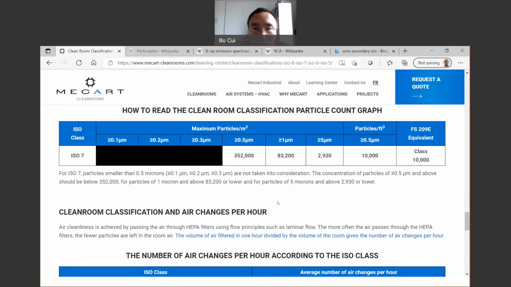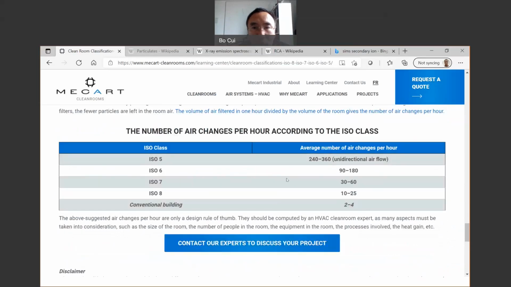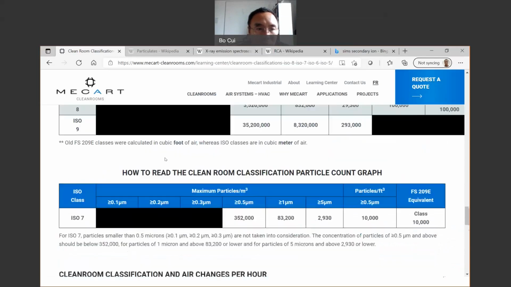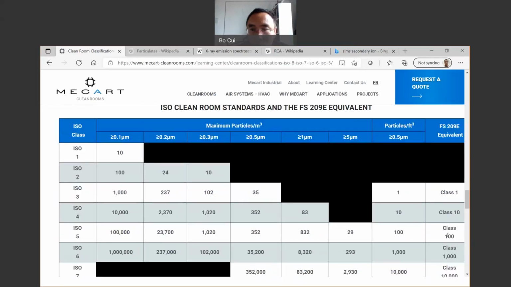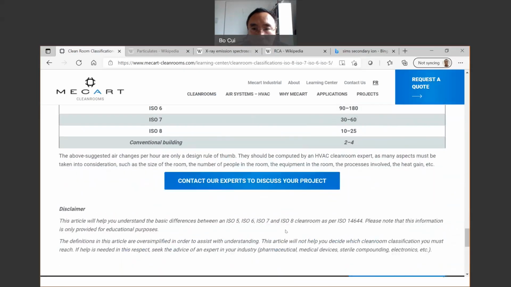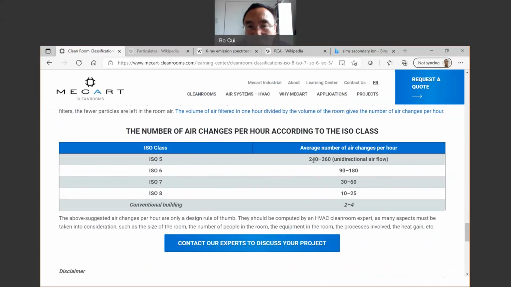In this clean room, this is the number of air changes per hour. For example, ISO 5 is class 100. For class 100, the air is circulated 300 times per hour. That means every 10 to 12 seconds, the air in the clean room is fresh air.